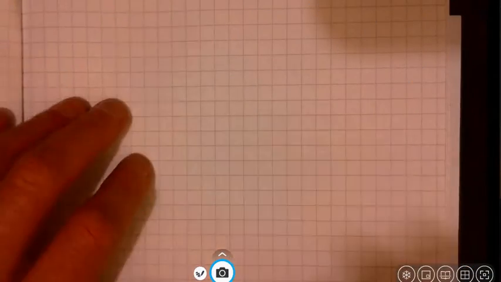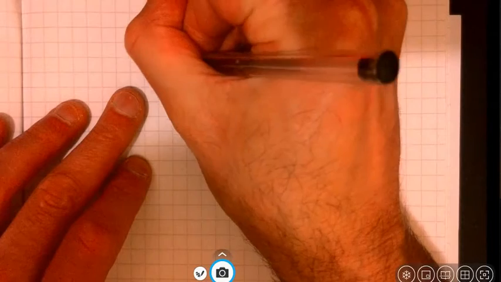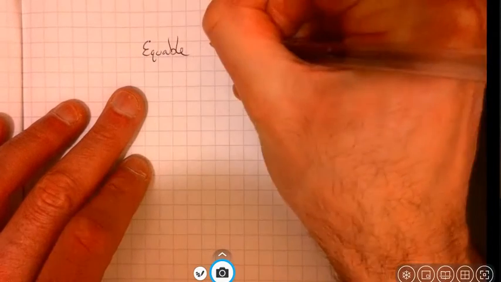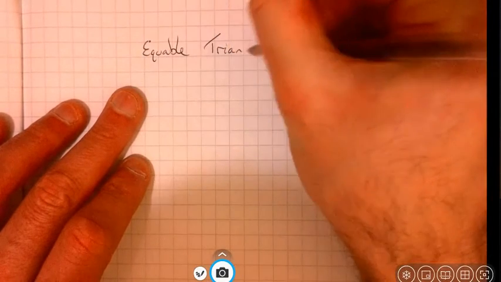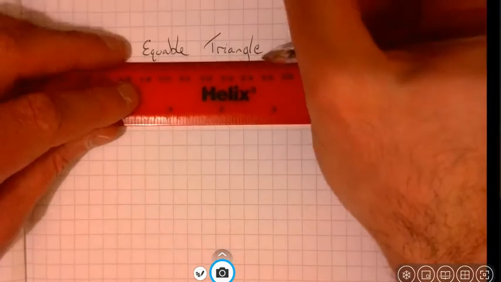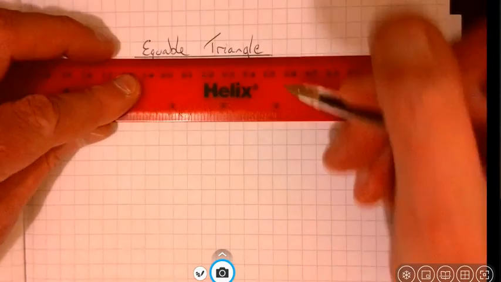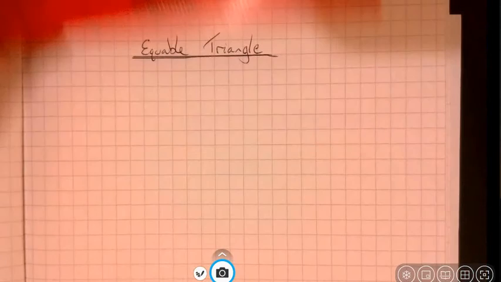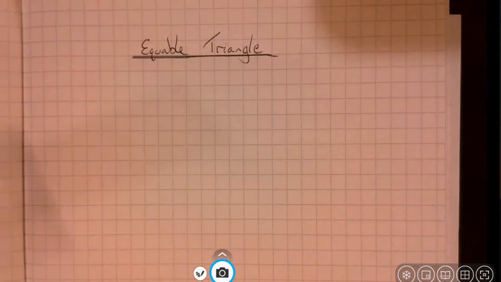I'm going to try and find an equable triangle. Now, I was just thinking about this. I don't actually know if it is even possible. So you're going to see my thinking around this. So I'm just going to draw myself a triangle to help me.